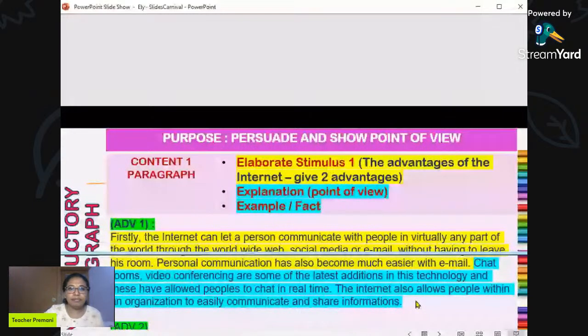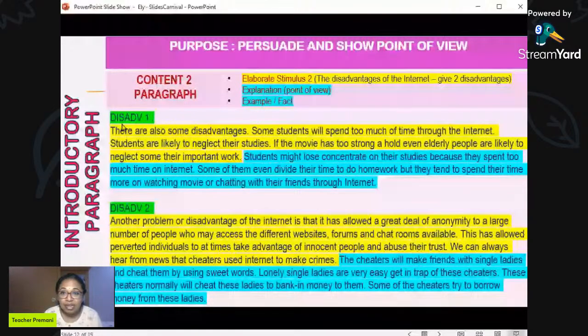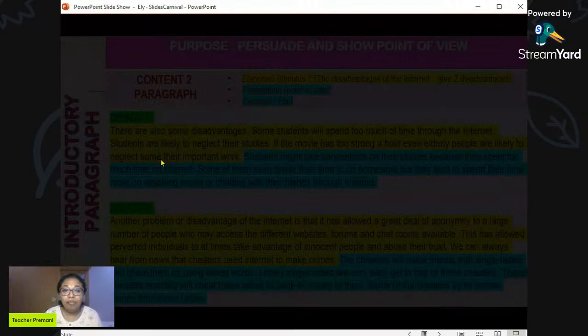Second content, which is actually the disadvantages of the internet. Let us see the first disadvantage. The yellow part is the elaboration. There are also some disadvantages. Some students will spend too much time on the internet. Students are likely to neglect their studies. If the movie has too strong a hold, even elderly people are likely to neglect some of their things.